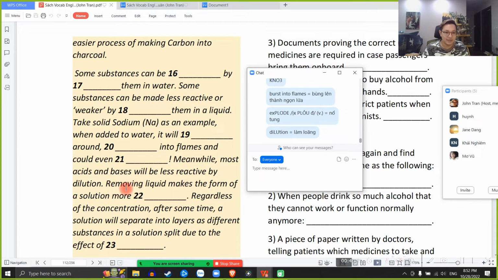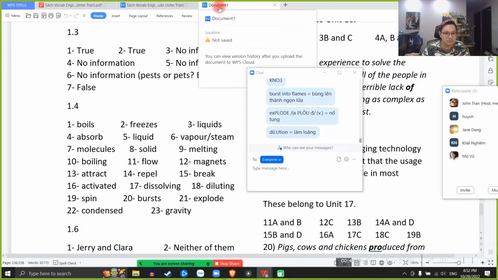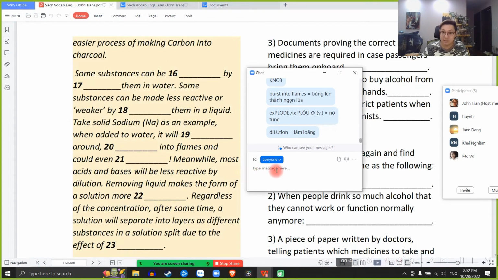Removing liquids, cái chuyện mà remove, lấy cái chất lỏng ra, nó làm cho cái dạng của một cái dung dịch nó condense hơn, nó đặc hơn. Ừ thì mình lấy chất lỏng trong cái dung dịch ra thì làm cái dung dịch đó nó đặc hơn. Making the form, the solution more condensed. Regardless of the concentration.